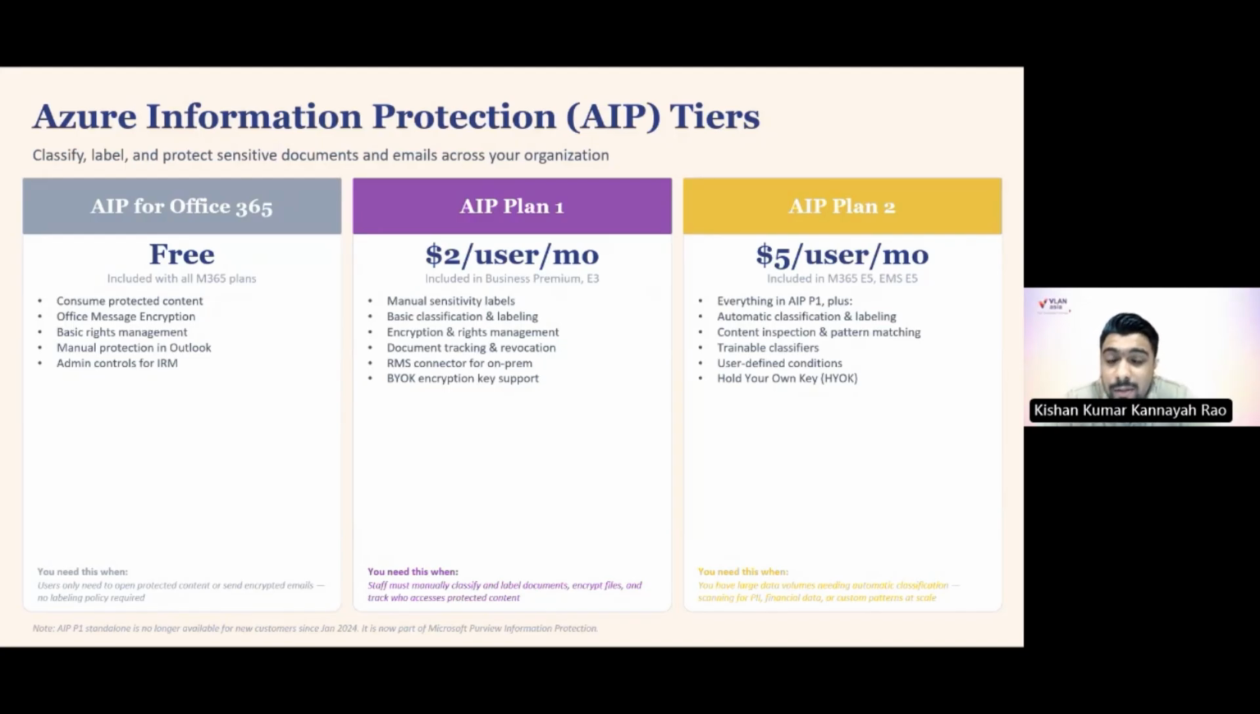So this is where, like I mentioned, you don't have to manually go to each file and label things. You can just apply a rule: when it comes to password or account number, make it confidential. Then it will automatically assign the confidential label to all the documents. So that's content inspection, pattern matching, and then trainable classification.